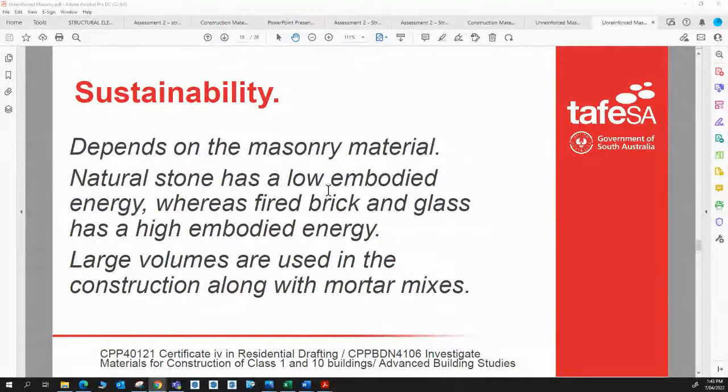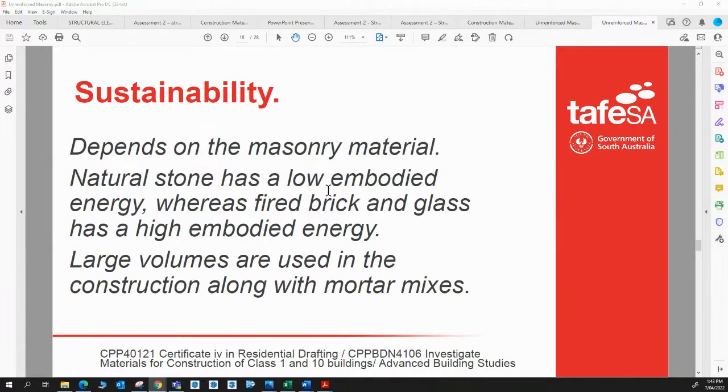Right. In terms of general sustainability, apart from energy efficiency and embodied energy, once again it depends on the masonry material. Natural stone, of course, has a very low embodied energy. If we start thinking about dry stone walling, we can have basically zero embodied energy. If we're picking up the rocks from where we're using them, there's only a bit of human energy in there, a couple of sandwiches, and we've got the energy covered.